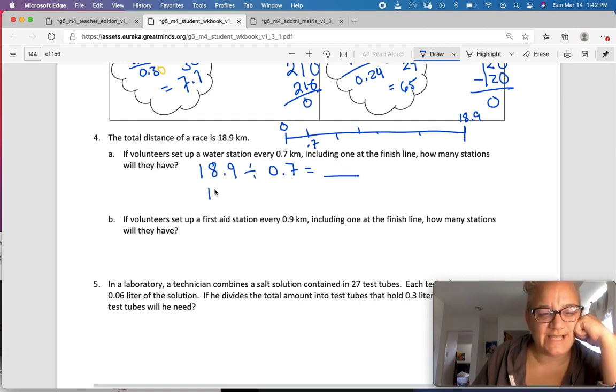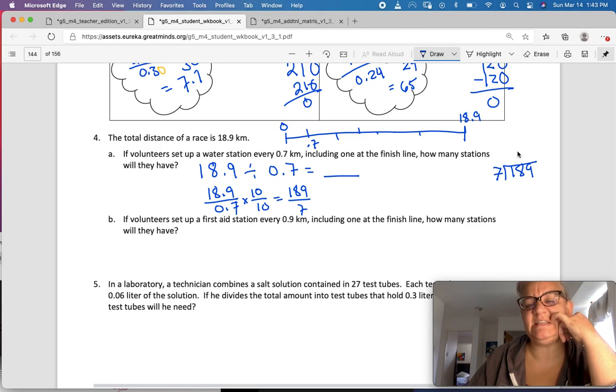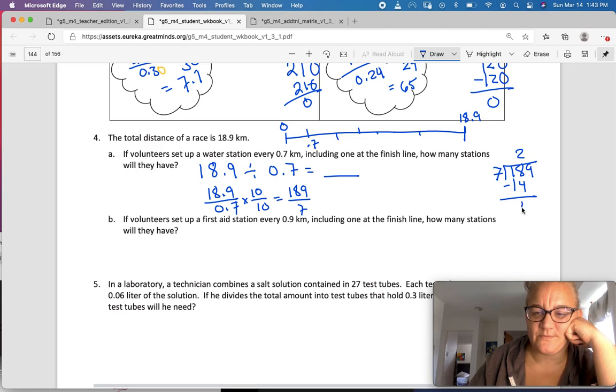So let's rewrite this as a fraction. And then I'm going to multiply that fraction by 10 over 10. And I'm going to get 189 over 7. And then I'm going to move my long division over here. 7 goes into 18 2 times. 2 times 7 is 14. Bring down the 4. Bring down the 9. 7 into 49 is 7. Okay, so how many stations will they have? 27 stations.